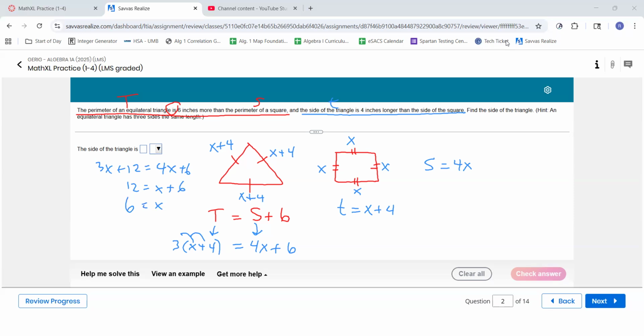A lot of people are going to put 6 in there. Okay, this is not 6. This is x is 6. x is the side of the square. I want the side of the triangle. Remember, the triangle side is 4 more than the square side. So my triangle side would be 10 inches.